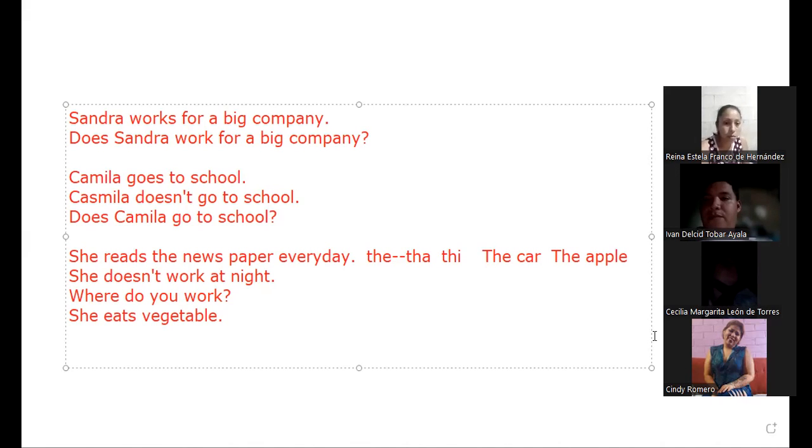Otra. No, está bien, está bien. Daniel tiene bonita pronunciación. No, Iván, ¿estás listo o todavía no? Hola, sí. Okay, go ahead, please.